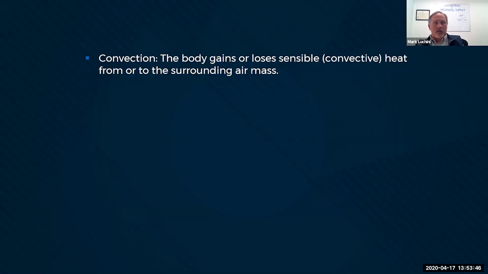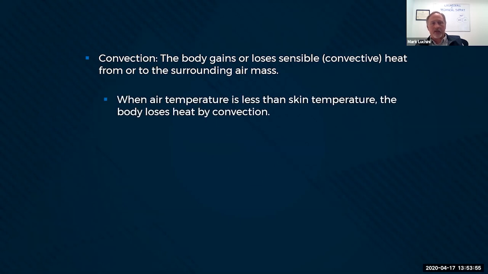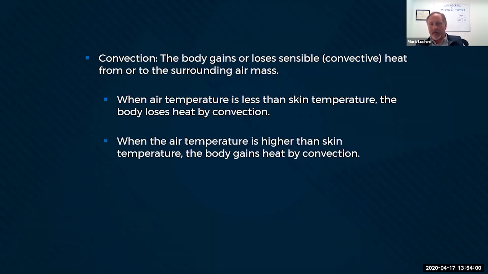Now, the body gains or loses sensible heat from or to the surrounding air mass. So if it's cooler out and the air temperature is less than skin temperature, we're going to lose heat by convection. When it's warmer out, we're actually going to gain heat by convection. Just picture yourself in a convection oven. That's the way it works. And that's why convection ovens cook a lot quicker, because rather than just radiating the heat from the surfaces of the oven at whatever you're cooking, by moving that hot air across the surface of the food, it adds heat to whatever you're baking or cooking that much faster.